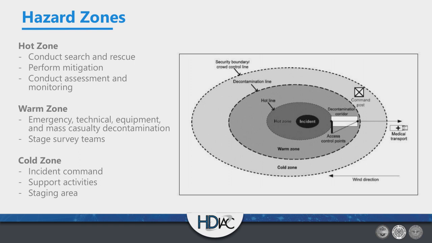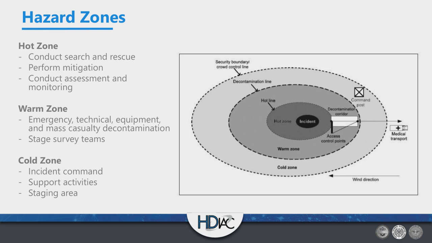Warm zone, generally safer. You're doing emergency decon, tech decon, mass casualty decon would generally be done in the warm zone. You would stage your survey teams there before they enter the hot zone. But there should not be civilian personnel in the warm zone. That should be evacuated completely.